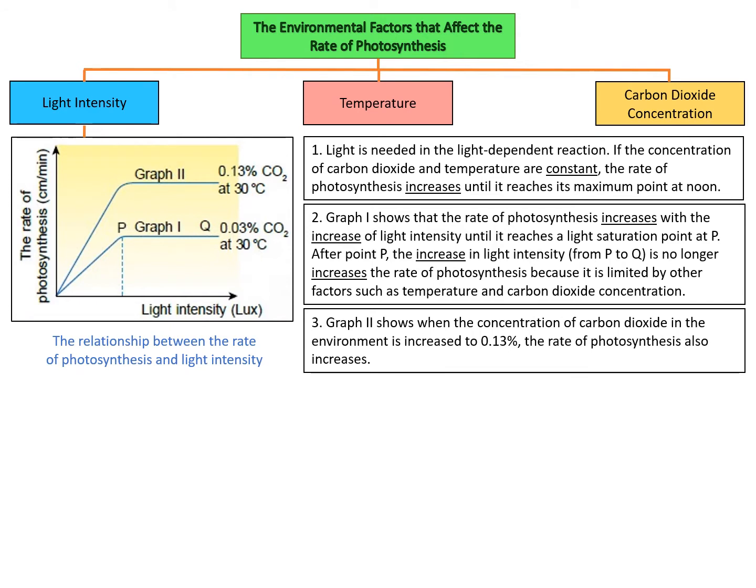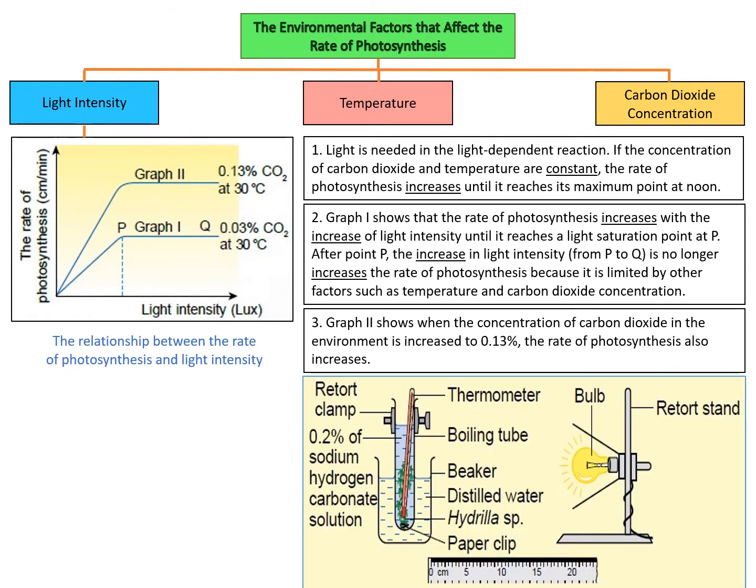Graph 2 shows that when the concentration of carbon dioxide in the environment is increased to 0.13%, the rate of photosynthesis also increases. This is the setup of the experiment to study the effect of light intensity on the rate of photosynthesis.